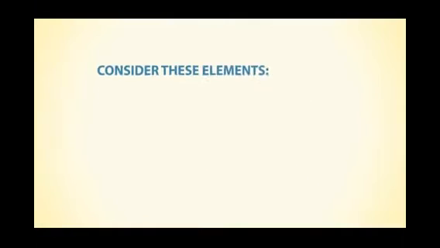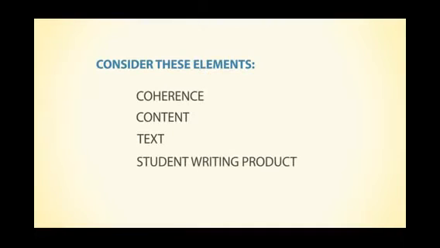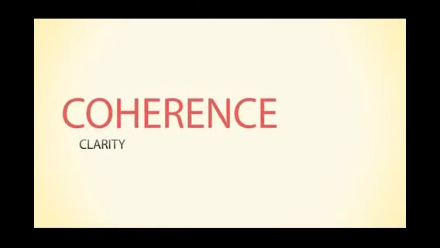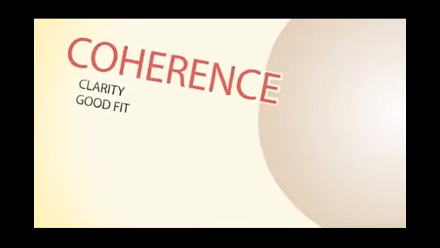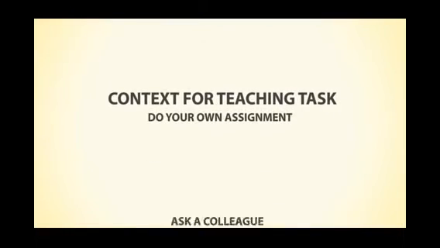Let's consider these elements: coherence, content, text, student writing product, and optional extension. A task that demonstrates coherence shows both clarity and a good fit or alignment between all of the components. The description for educators and background for students creates a context for the teaching task. The best way to check for coherence is to do your own assignment or ask a colleague to try it out.